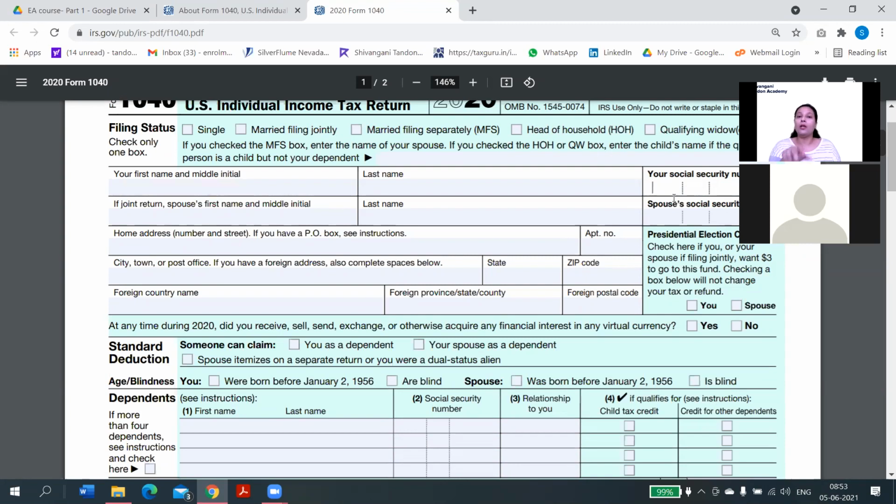Okay. And if you are from India and you are filing your US tax return, you may not have SSN because SSN is only for the US residents. So what you will get? You will have ITIN, Individual Taxpayer Identification Number. Okay. So you will have ITIN when you are a non-US resident and you are filing your US tax return with IRS.